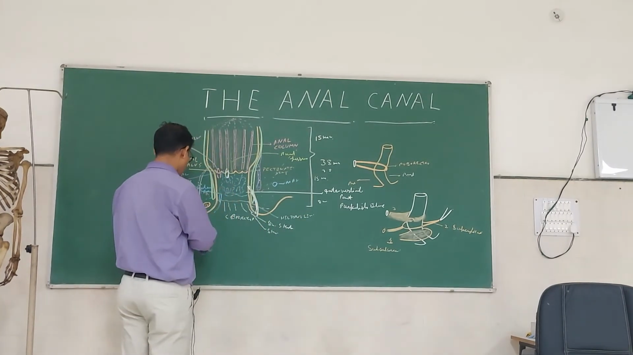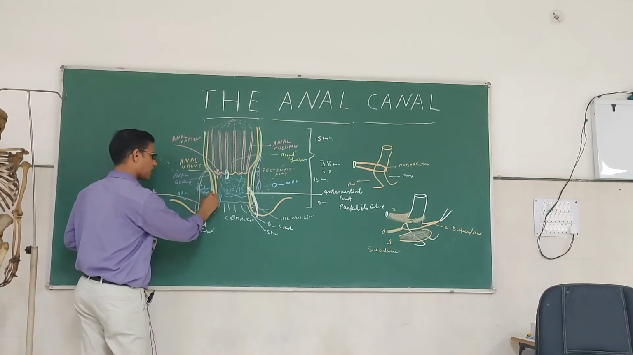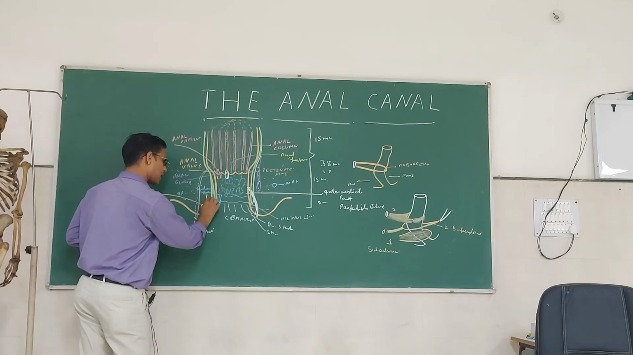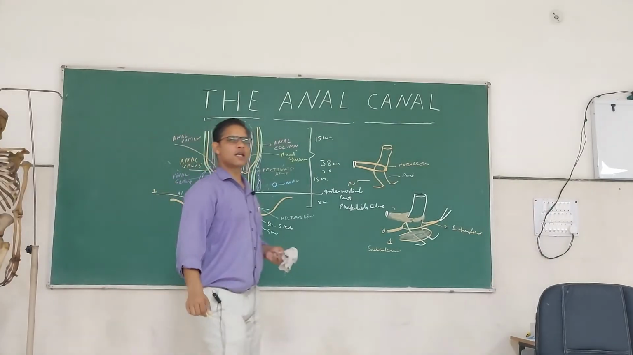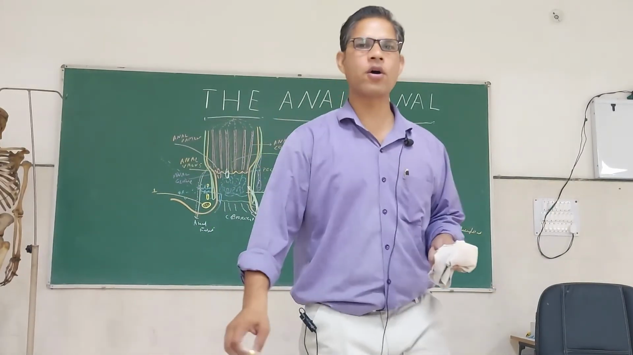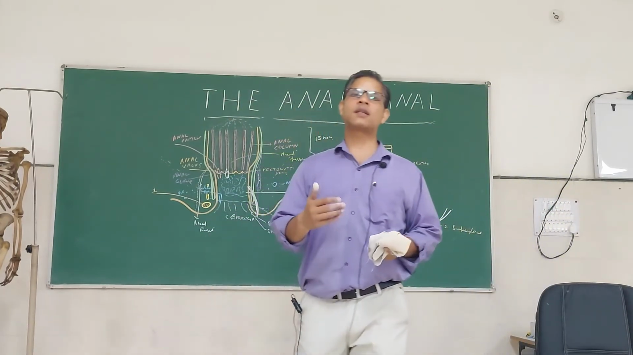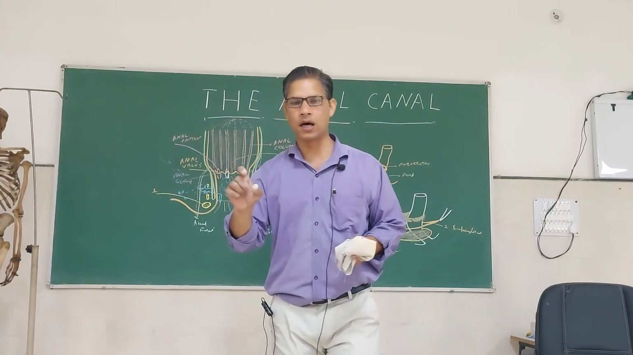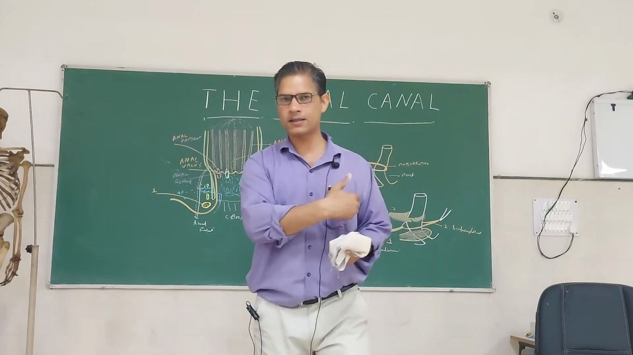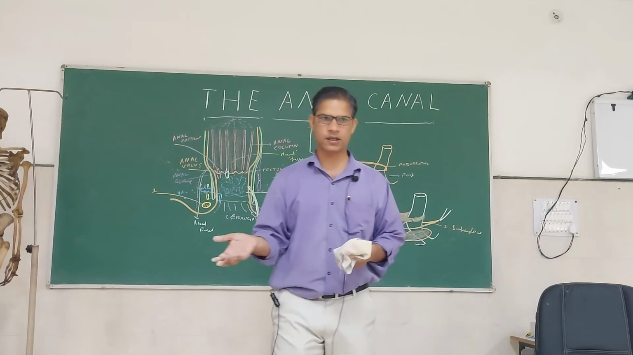If I want to draw here, first and foremost, in yellow color, this is the subcutaneous part. Above the perineal fascia, the second part is the superficial part, and the third part is the deep part, which is near the puborectal sling. The external anal sphincter is supplied by the inferior rectal nerve, a branch of the pudendal nerve. That is a somatic supply. The internal sphincter is governed by the autonomic nervous system.